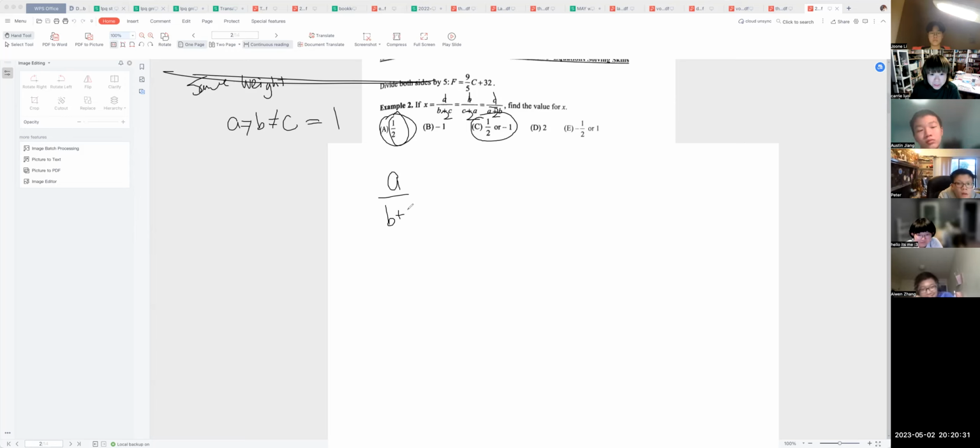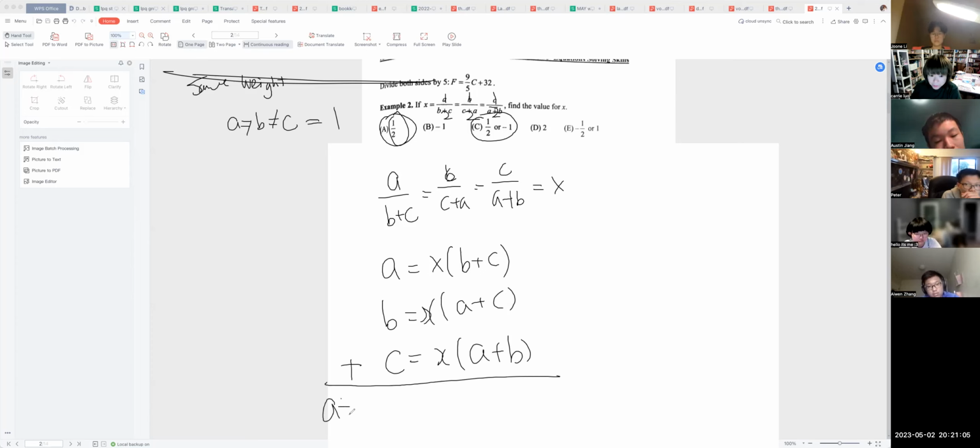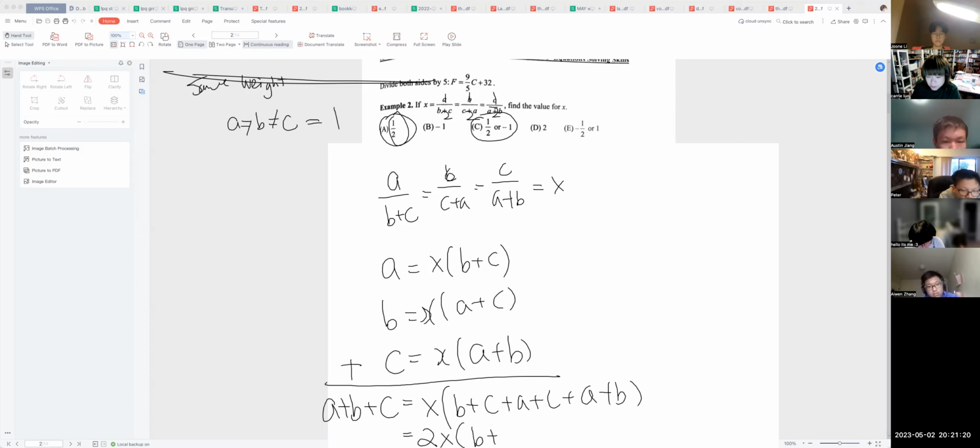So A over B plus C equals B over C plus A and equals C over A plus B, right? So they're all equal to X, correct? So on the other hand, A equals X times B plus C, B equals X times A plus C, and C equals X times A plus B, correct, everybody? If I add all these equations together, A plus B plus C equals X times B plus C plus A plus C plus A plus B, and on the other hand, also equals 2X times A plus B plus C.